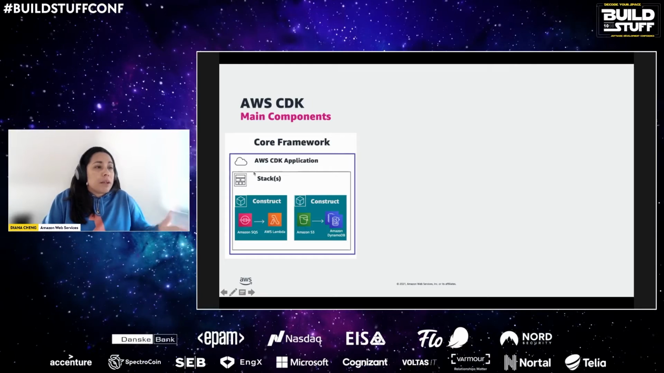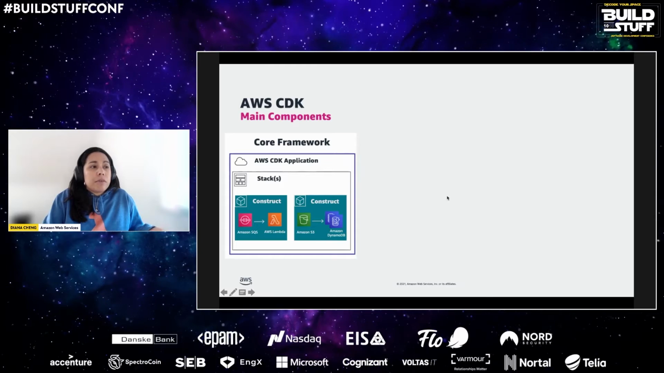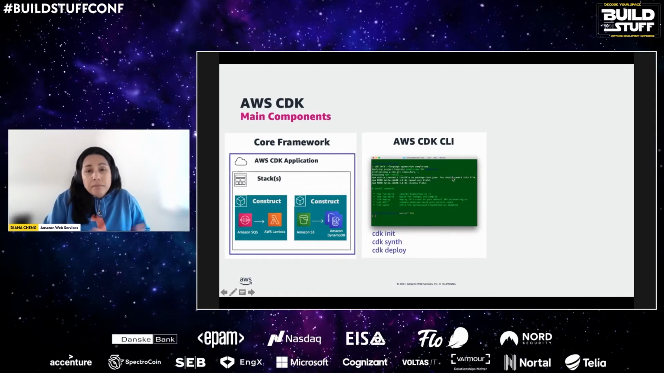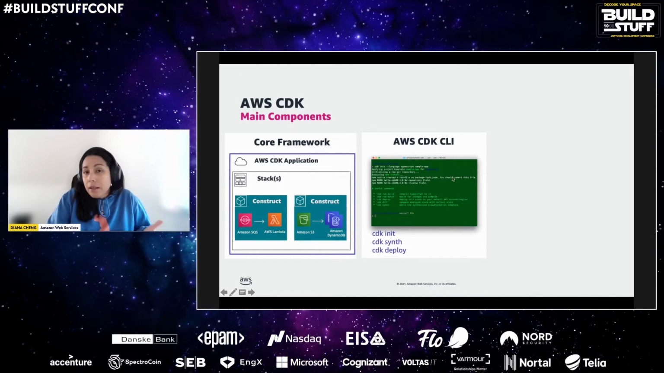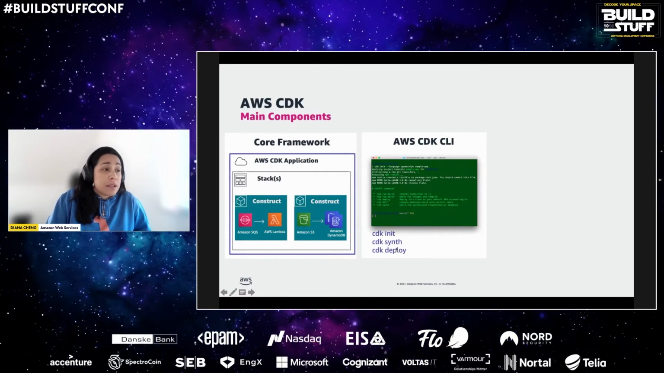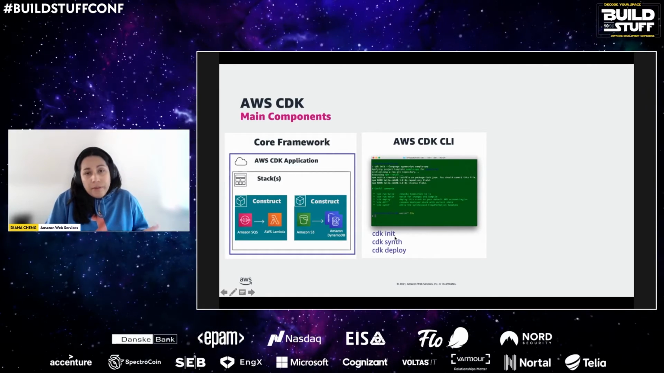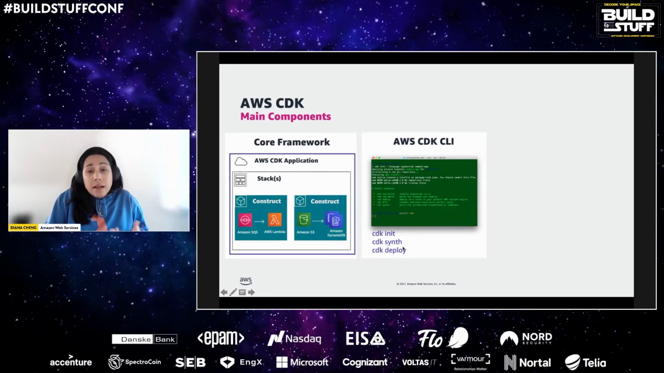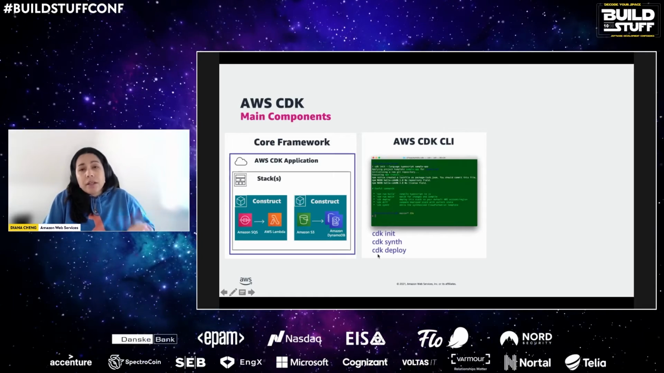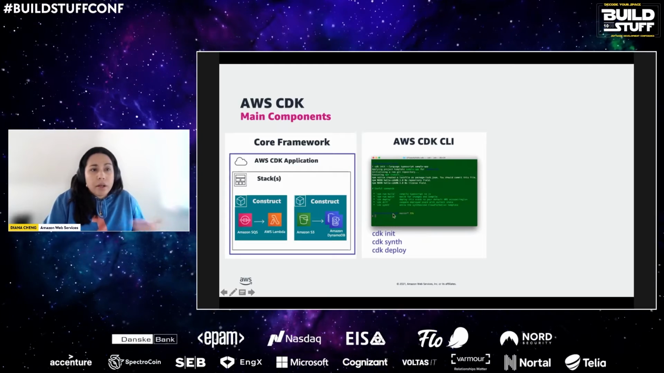And once we define our application, we'll have to convert it to CloudFormation. So for that, we're going to need the CDK CLI. This is a command line tool, just like the AWS CLI, which comes with some useful commands for us that, for example, allow us to initialize our CDK application. We'll see in a minute what that means. Synthesize it, or convert our code into a CloudFormation template, and deploy it, actually give it to the provisioning engine and have it deployed in our AWS account.